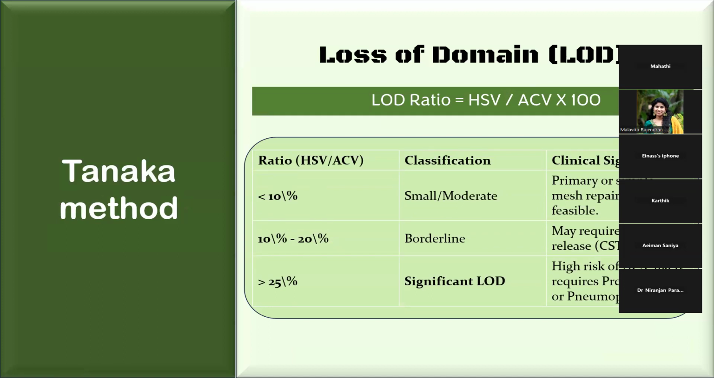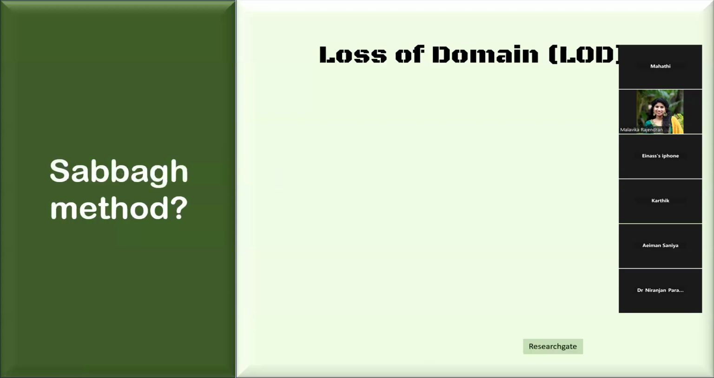If it's less than 10%, it's a small hernia. Primary suture or mesh or whatever you use is fine. 10 to 20 is borderline, but more than 25%, if this LOD is more than 25, it has a higher risk of everything: recurrence, loss of function, abdominal compartment syndrome. So you have to do some form of component separation. We'll come to that later. Component separation is the method by which you restore the physiology of the abdominal wall muscles. The other one is the Sabag method.